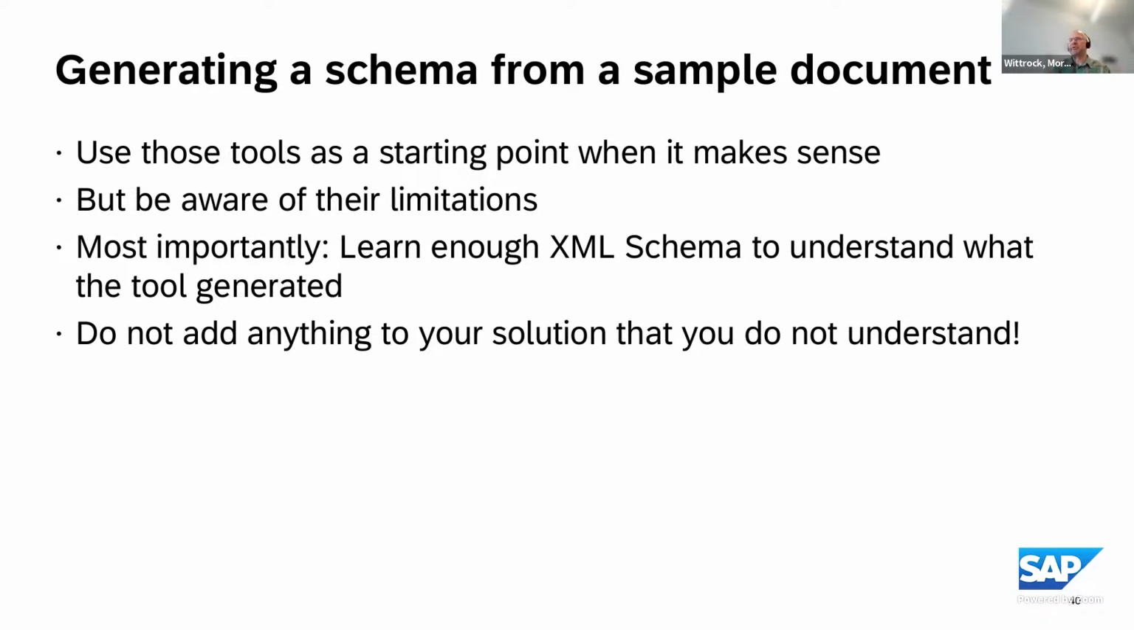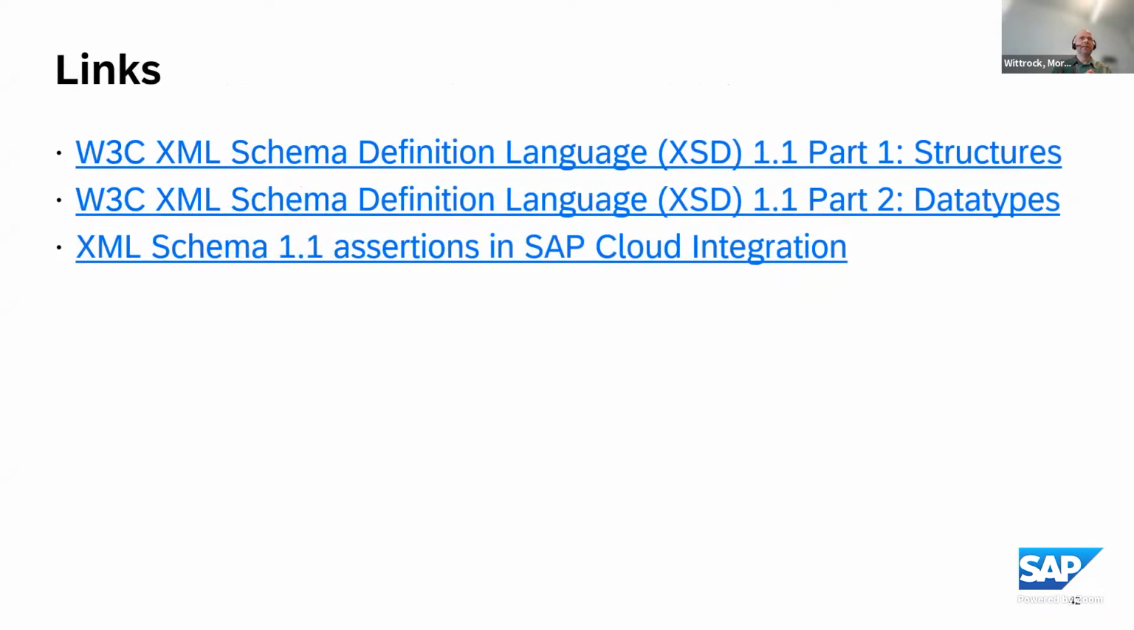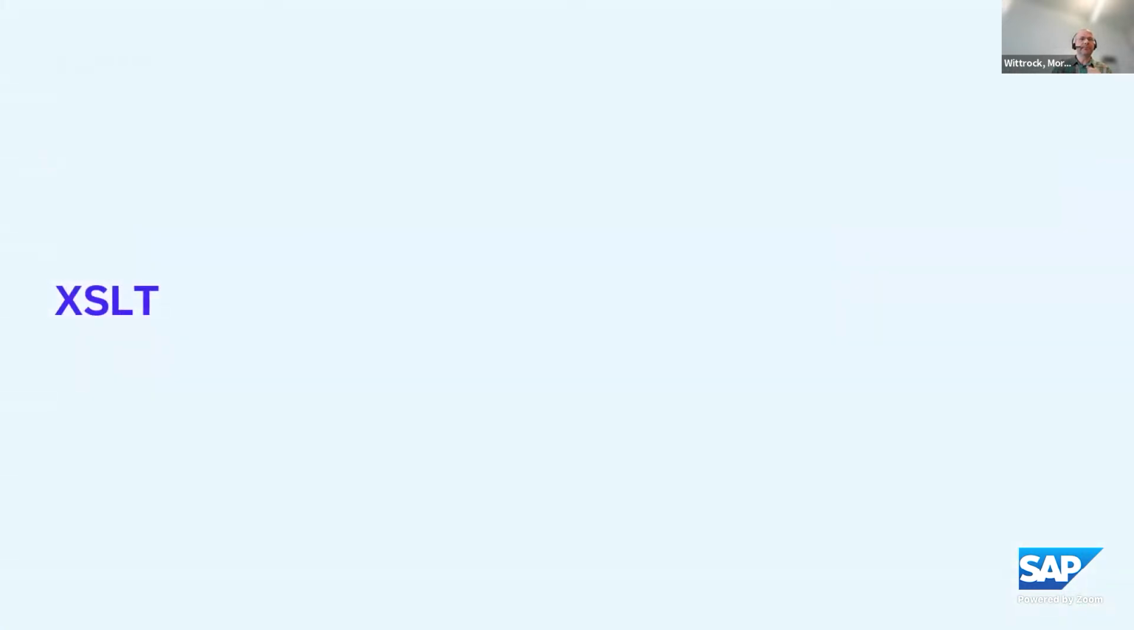Yeah, that last bullet is a general point, really. I should call that Vitog's first law. Main uses of schema in cloud integration: the XML validator is absolutely the main one. Also, message mapping for the structure, and the CSV to XML converter, also for the structure. A couple more links for you for the standards and a blog post, which brings us to the last standard, XSLT.